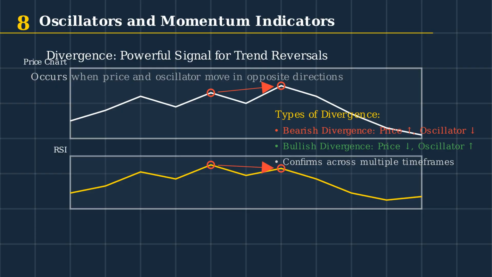Bearish divergence occurs when price rises while the oscillator falls, signaling potential downside. Bullish divergence happens when price falls while the oscillator rises, suggesting a possible upward reversal.